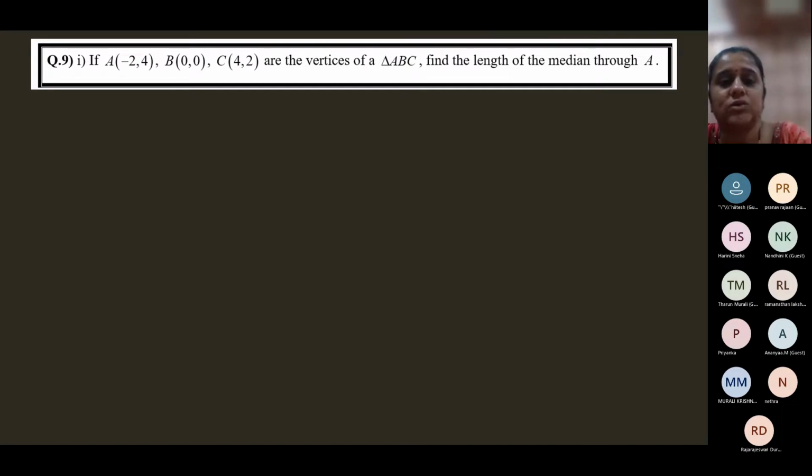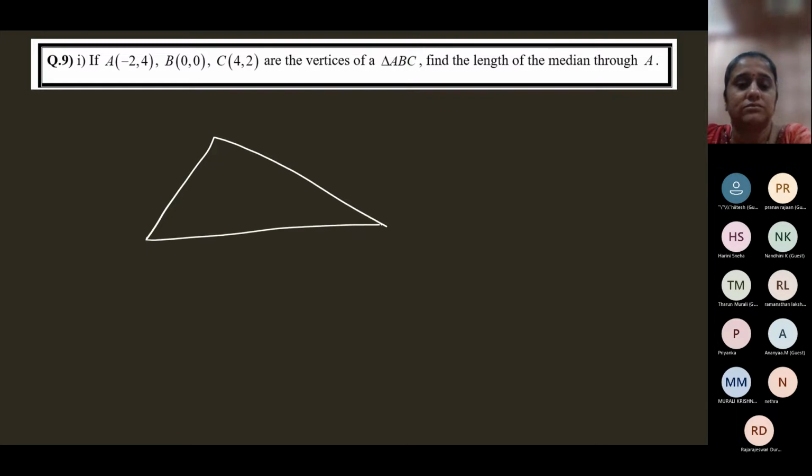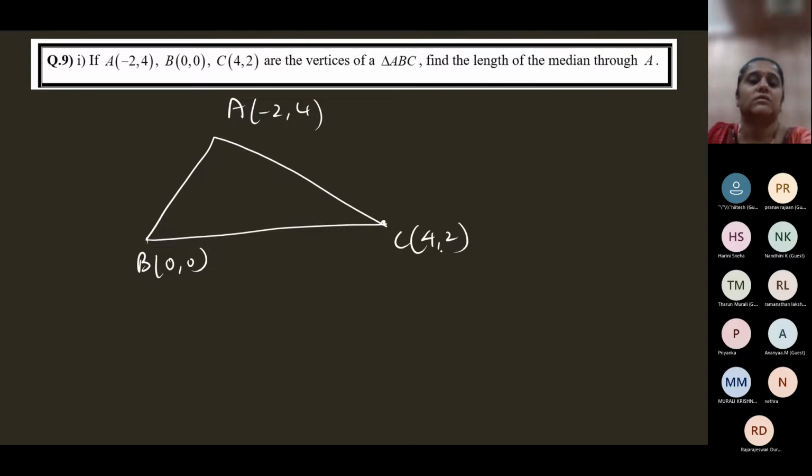If A, B, C are the vertices of a triangle ABC, find the length of the median through A. Priyanka? Yeah, we need to find the length of the median through A.